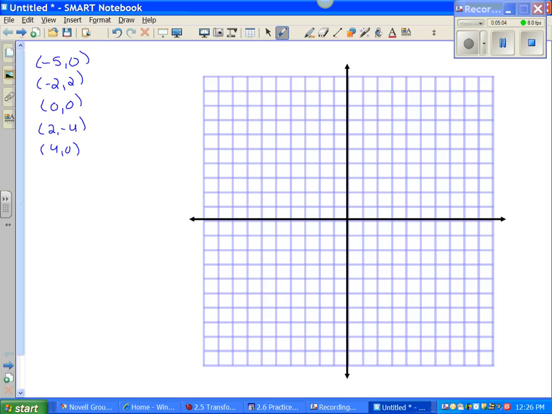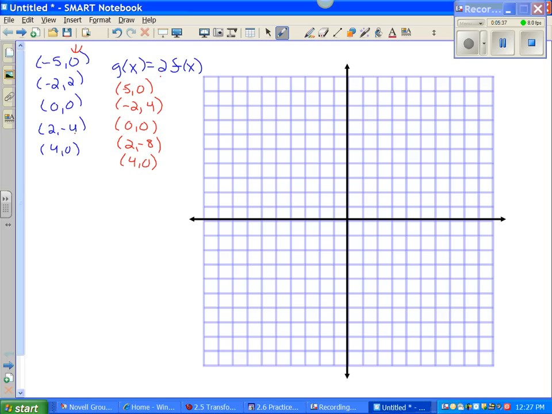So if I'm looking for the function g of x equals 2 times f of x, I'm looking to adjust these points accordingly. And again, f of x is just y. Here are my y values. So my new points become negative 5, 0; negative 2, 2 times 2 is 4; 0, 0; 2, negative 4 becomes 2, negative 8; and 4, 0 becomes 4, 0. So those become my new points, and I plot accordingly.